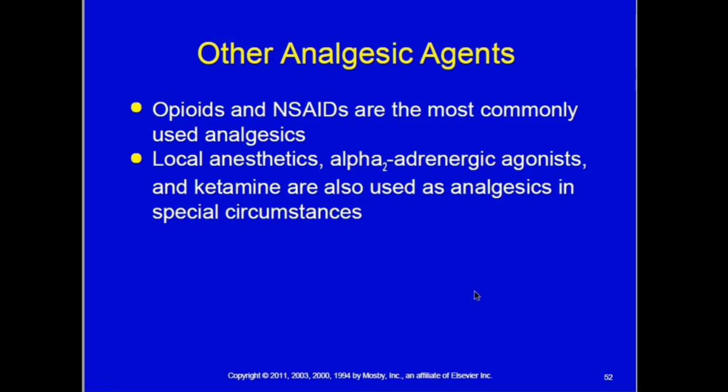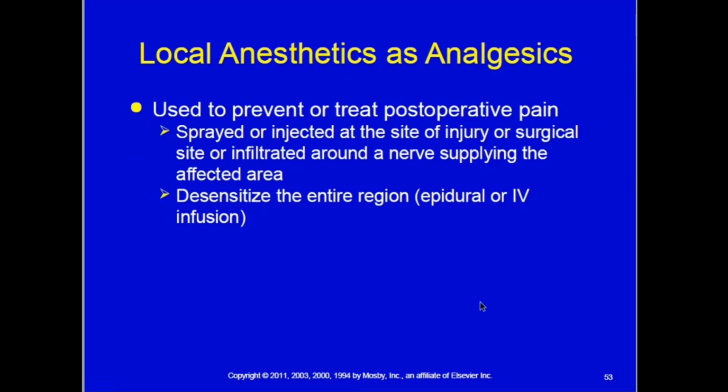So basically, for analgesia, we use a multimodal approach. We don't use only a single analgesic. We combine opioids and NSAIDs. Sometimes we use local anesthetics also. Sometimes we use ketamine also. So always a multimodal approach is better in controlling pain. Local anesthetics can be used as analgesics. What I said is lignocaine, ropivacaine, bupivacaine we can use as analgesics.